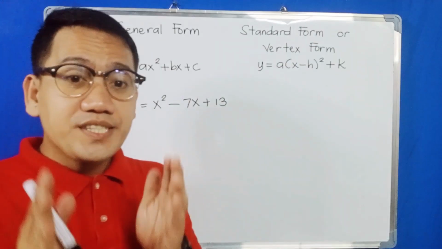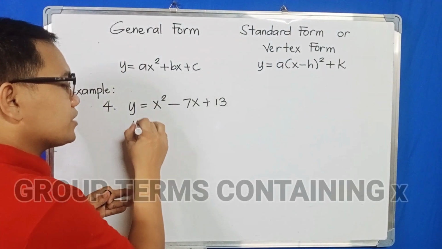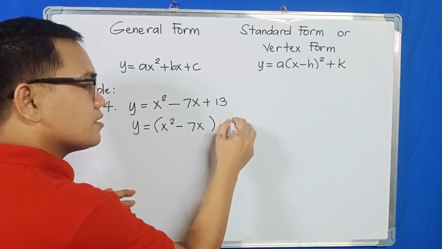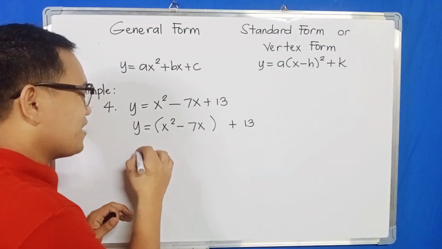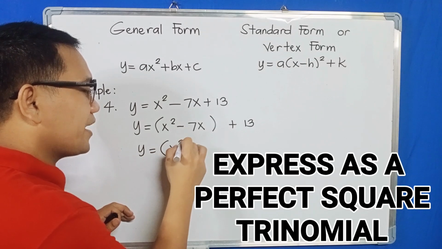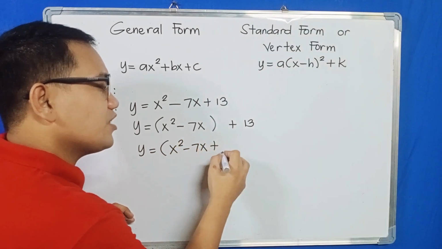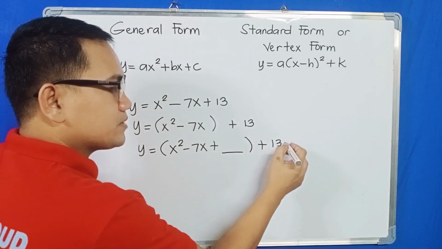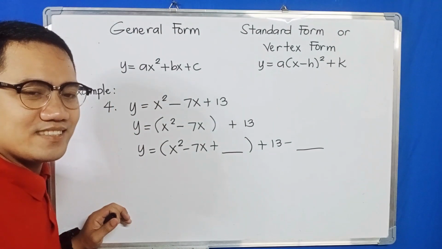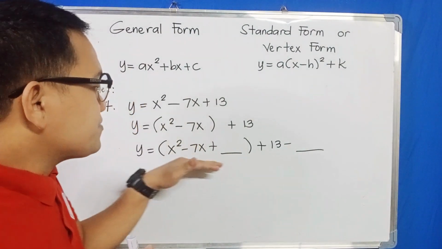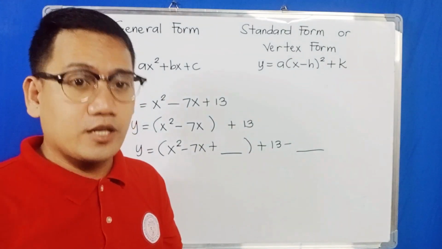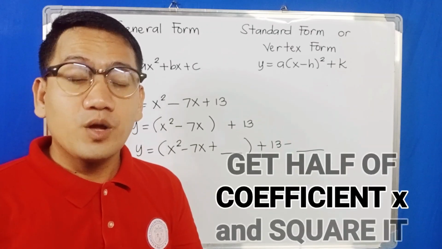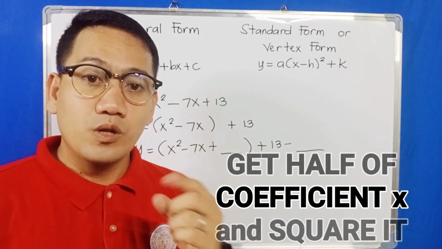So again, the first step is we need to group the terms containing x. So we have x squared minus 7x plus 13. We have y is equal to x squared minus 7x plus the third term. Again, whatever third term is being added here, it will be subtracted from our constant. So what would be the third term in this given expression to make it a perfect square trinomial? Earlier, in our previous example, what we did is we got half of our coefficient of x. The same concept will be applied.